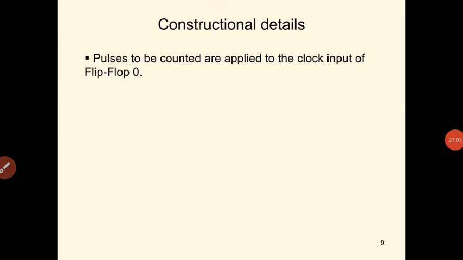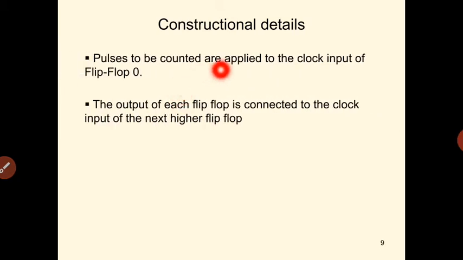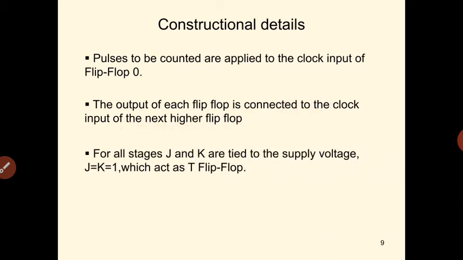If you observe the construction details, clock pulses to be counted are applied to the clock input of the first flip-flop, and the output of each flip-flop is connected to the clock input of the next higher flip-flop. As we have discussed in the previous slide, FF0 output is connected to the clock input of FF1. Similarly, FF1 output is connected to the clock input of FF2. Similarly, FF2 output is connected to the clock input of FF3, and so on.